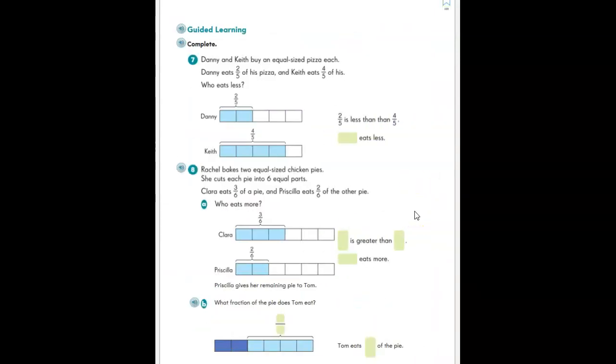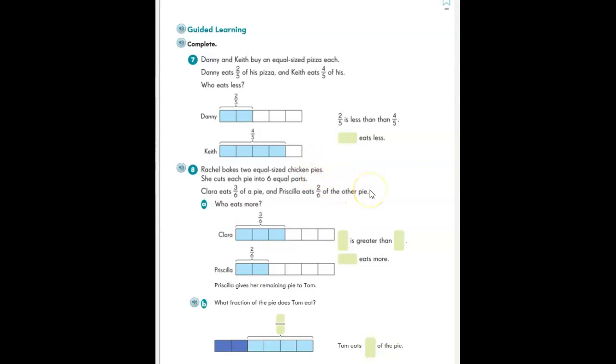Okay, let's take a look at this page real quick. Number 7: Danny and Keith buy an equal-sized pizza each. Danny eats 2/5 of his pizza and Keith eats 4/5 of his. Who eats less? Now, this one should be pretty obvious, right, guys? We can see it right here, and we can imagine that pizza and one of them eating 2 pieces out of 5 and the other one eating 4 pieces out of 5. So in this situation, Danny eats less because he only had 2 pieces out of his total of 5, and Keith had more.